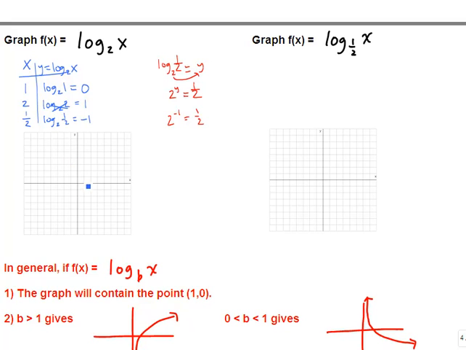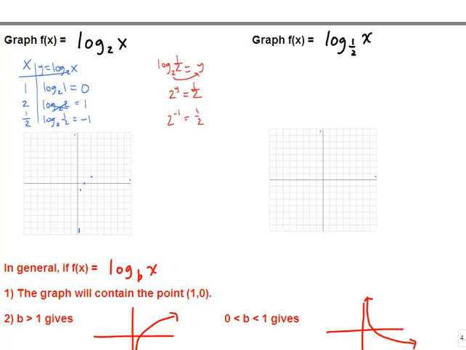When x is 1, y was 0. When x was 2, y was 1. And when x was a half, y was negative 1. If we try to plug in any negative x's, this is undefined. You're not allowed to take the log of a negative number because you can't raise base 2 to anything and get a negative answer. So these points here should not go past 0.